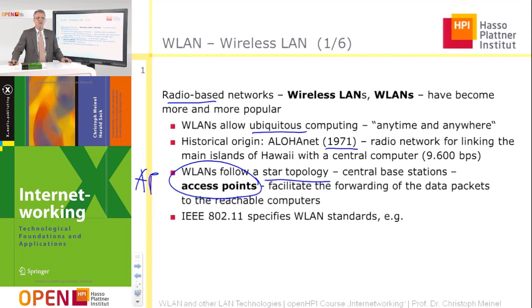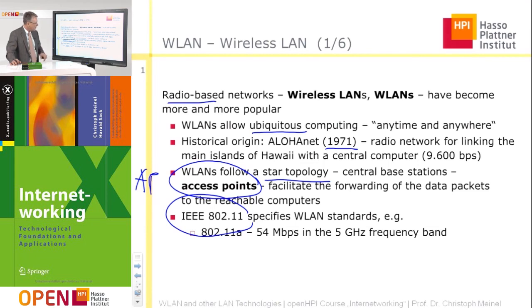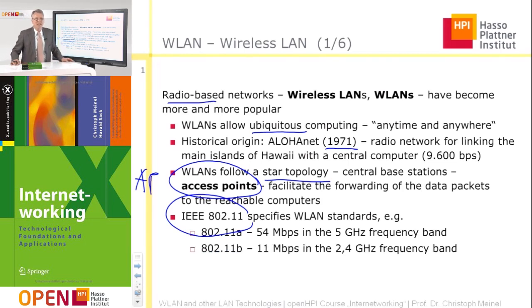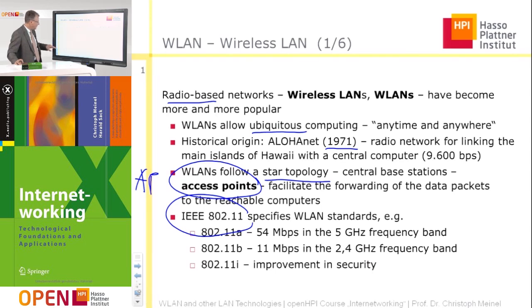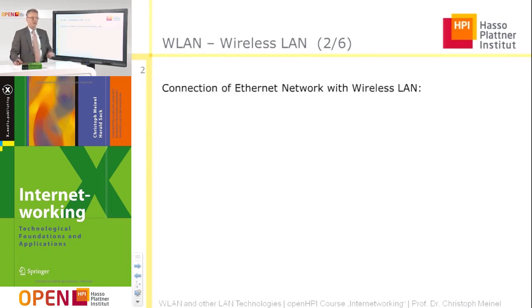The standard for such wireless local area networks is described in the 802.11 IEEE standard. I will give an overview at the end of this video. 802.11a is a 54 megabits per second standard in the 5 gigahertz frequency band. We have 802.11b, an 11 megabits per second standard in the 2.4 gigahertz frequency band. And to give a third example of the standards, 802.11i comprises security aspects for such wireless local area networks.